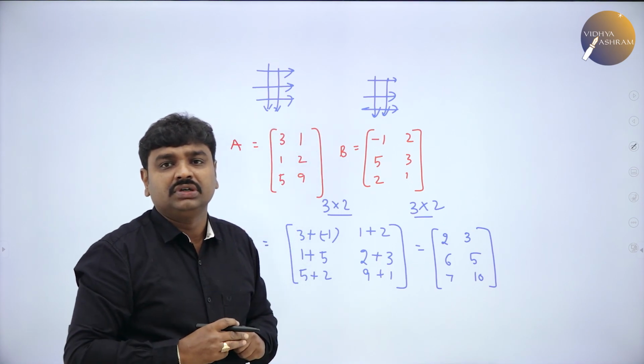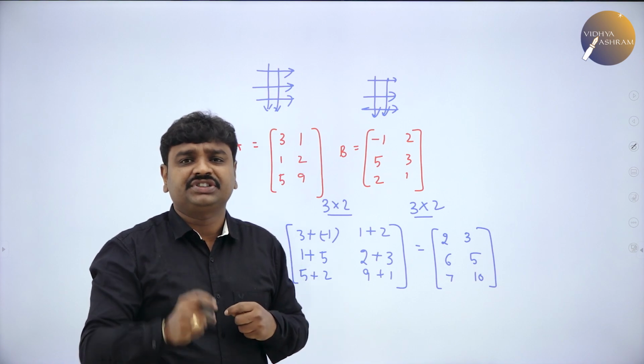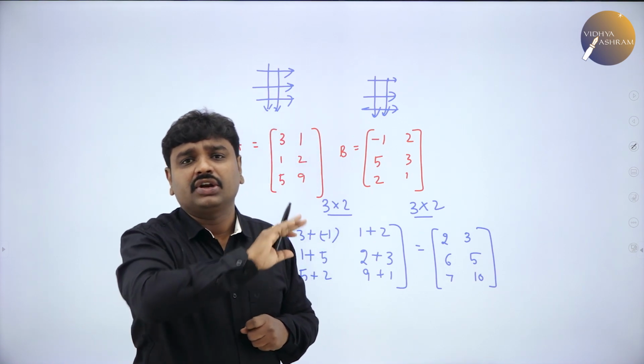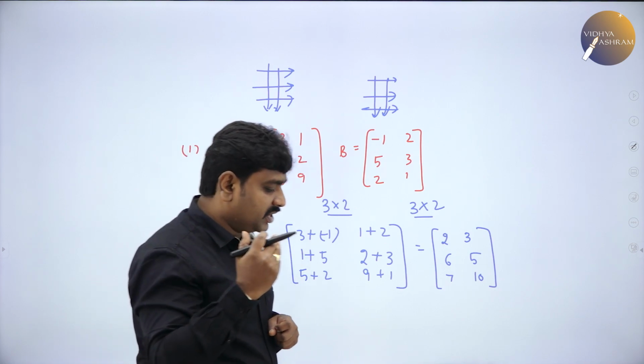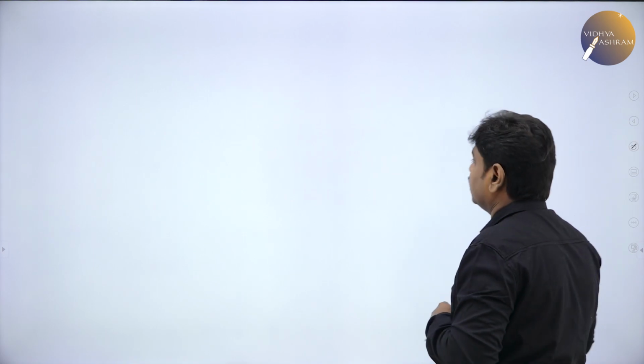Any doubts? So now how to add two matrices? Add corresponding elements. Before you add or subtract, check whether they have same order or not. If they have different order, you cannot add or subtract. So now matrix addition is done. Then we go for subtraction. If they ask you to subtract, again same. Observe the order. If the order is matching, then you proceed.